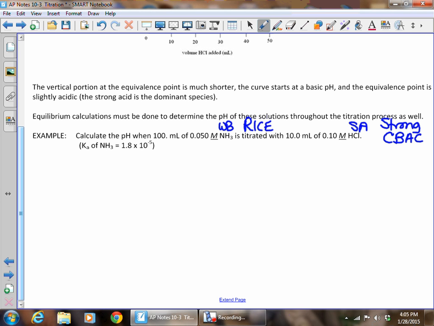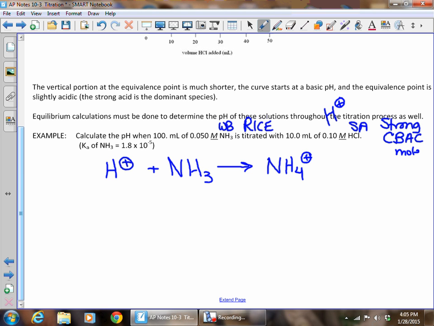So let's start the problem. We know the strong drives it, and since this is strong, all we care about is the H plus out of the HCl. The NH3 doesn't split, so we end up with our strong part of the reaction being H plus reacting with the NH3, and it is strong, so we get that strong completion arrow, and we form NH4 plus. Remember, CBAC must be in moles, whereas RICE must be in molarity. So we need moles first.